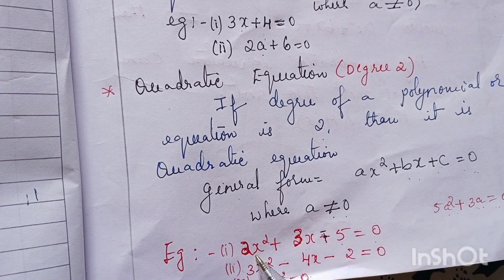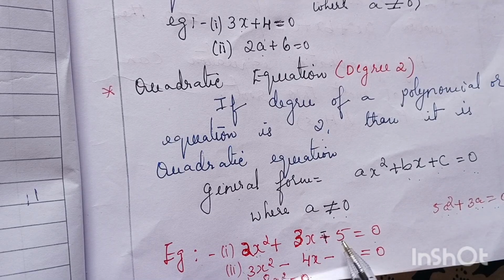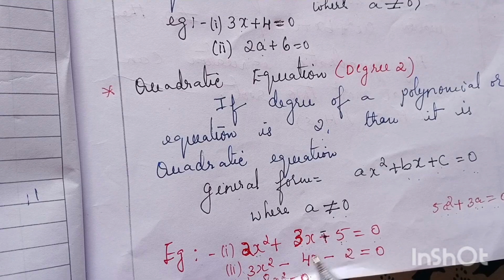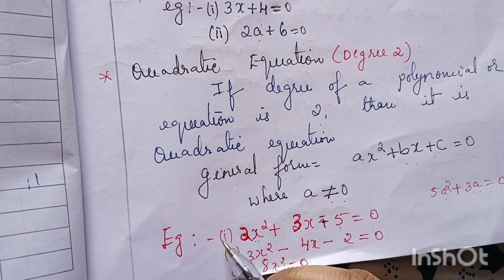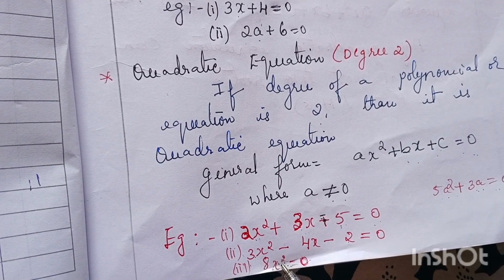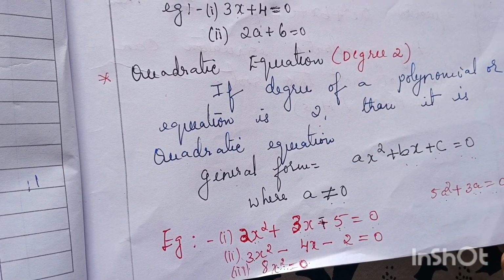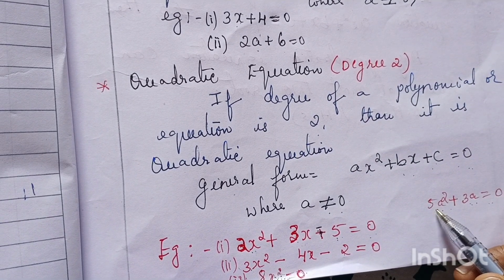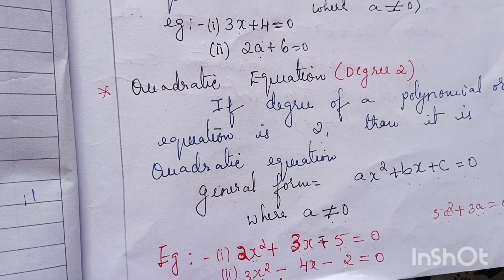Here 2x square plus 3x minus 5 is equal to 0 is a trinomial. Here we have a value, b value, c value. The second one is also in trinomial form. The third one is in monomial form, but the power is 2, the degree is 2. That is the main point. For a quadratic equation, the highest power should be 2. Then here also 5a square plus 3a: the a value is given and the highest power is 2, so it is a quadratic equation.